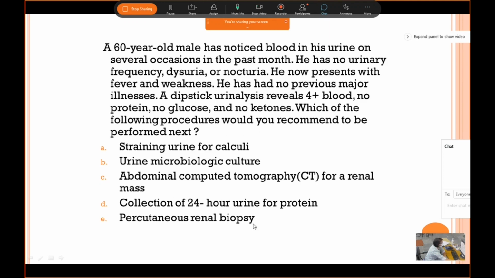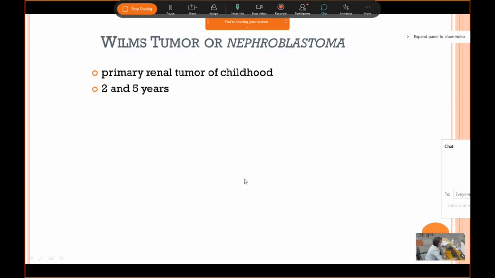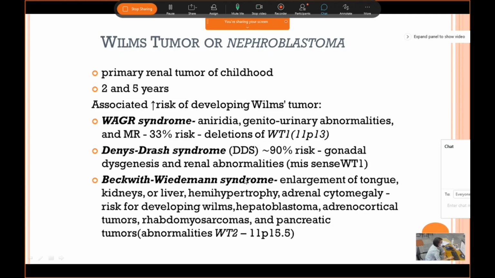So your next step would be a CT scan to look for a renal mass. Okay, so that is the answer, abdominal CT scan for a renal mass. That will be your answer. Wilms tumor can come as a short notes, and sometimes these are questions which are asked in objective questions, like for NEET and all, they like asking these type of questions.